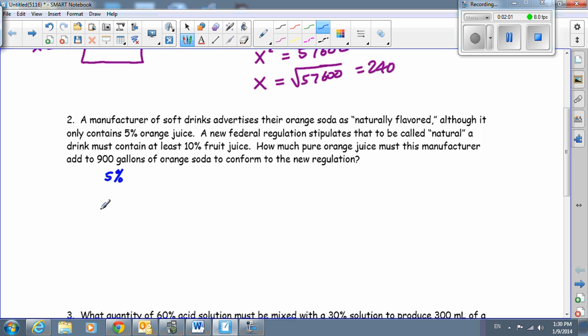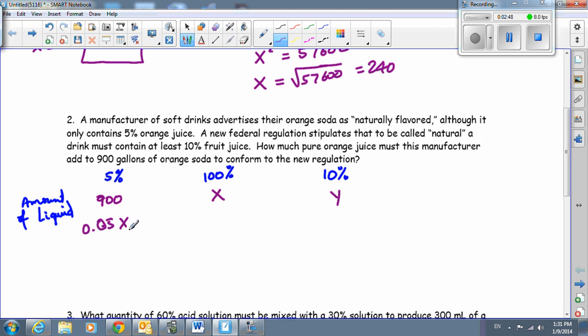The 5%, and we have the 100% and the 10%. I'm making a little table here. Let's start with the amount of liquid. In the 5%, we want 900 gallons, so I'll put 900 gallons here. We need to add the 900 gallons to this. To the 100%, I'll call it x, and here it would be y. Well, 5% means 0.05. So 0.05 times 900, plus x, meaning 1, since 100% is 1.